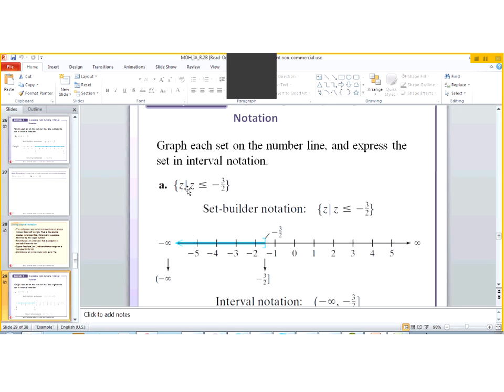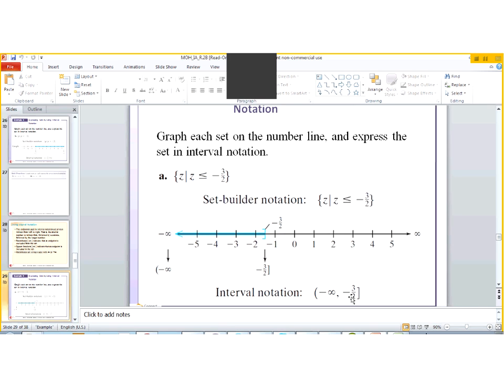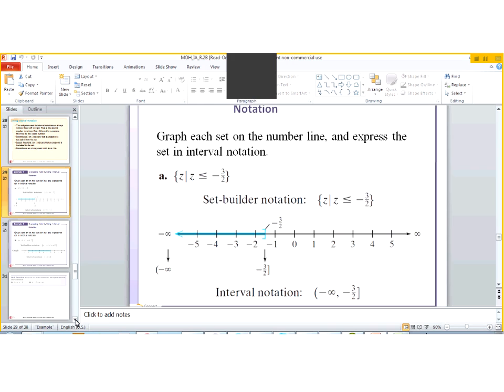Let's take a look at this one. z such that z is less than or equal to -3/2. So locate -3/2. All numbers less than that would be to the left of this. Use brackets because they do have an equal sign here. So the interval notation will look like this: parentheses, -infinity, comma, -3/2, bracket. So all the numbers from -infinity up to -3/2, including -3/2, are the ones you need to include.